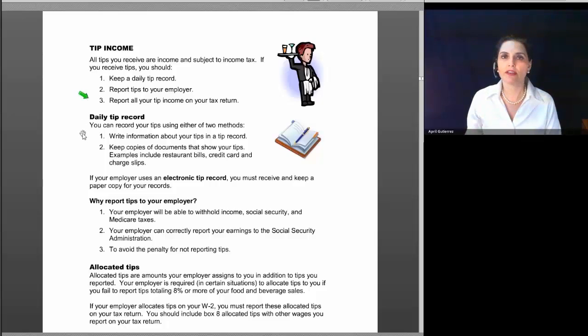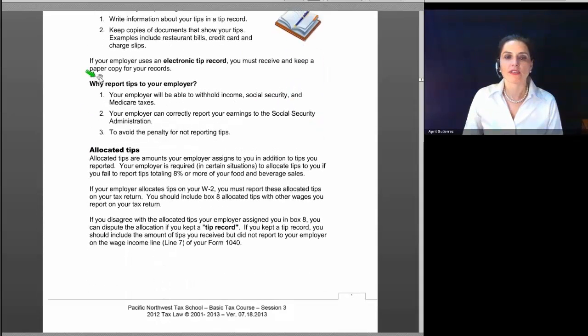You can record your tips in either of two ways. The first one is to actually keep a tip log. Just basically a book where you're writing down your tips each day and recording that information. The other, if your employer provides an electronic record, is to print out and keep a copy of that electronic record instead. So why report tips to the employer?